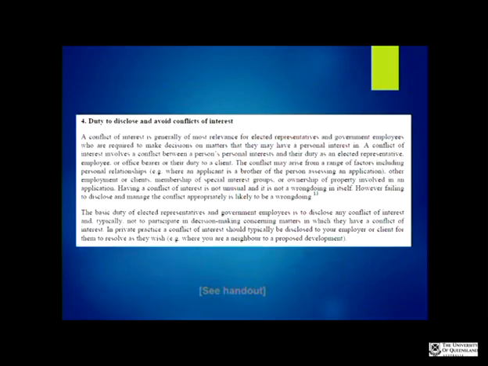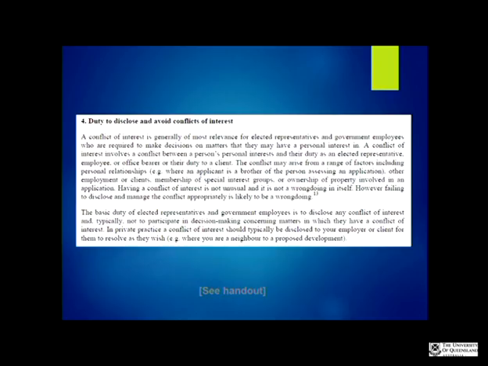Okay, so what do we need to know about duties to disclose and conflicts of interest? So again, this is in your handout. A conflict of interest is generally of most relevance for elected representatives and government employees who are required to make decisions on matters that they may have a personal interest in. A conflict of interest involves a conflict between a person's personal interests and their duty as an elected representative, employee, or office bearer, or their duty to a client.